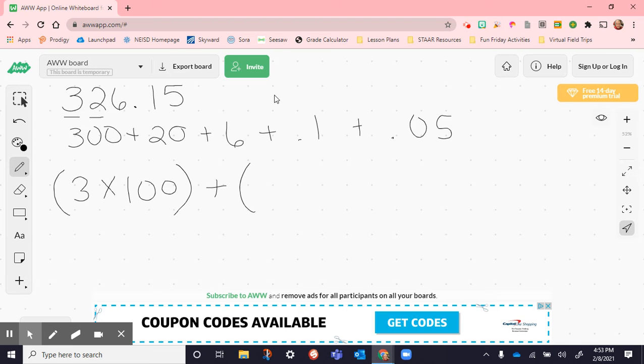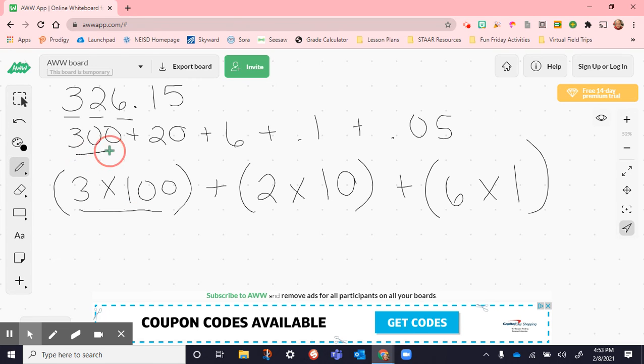So again, open up, put the 2, and think about the place value chart, where that is. It's in the tens place, so it's times 10. Plus, next digit, 6. Think about where that 6 is located. It's in the ones place, so 6 times 1. And if you notice, 3 times 100 gives me 300. 2 times 10, 20. 6 times 1, 6. So when you multiply all of these, that's where that expanded form is coming from. They're directly connected.